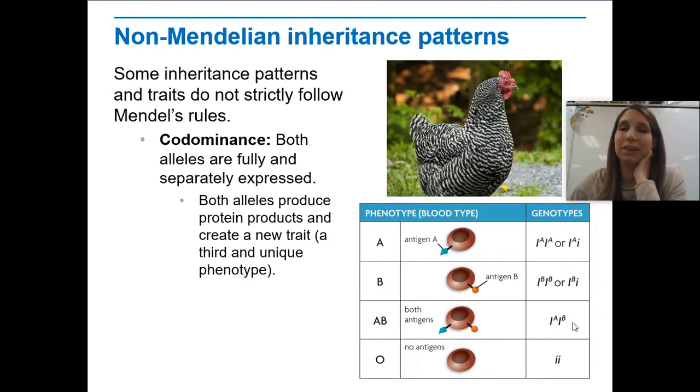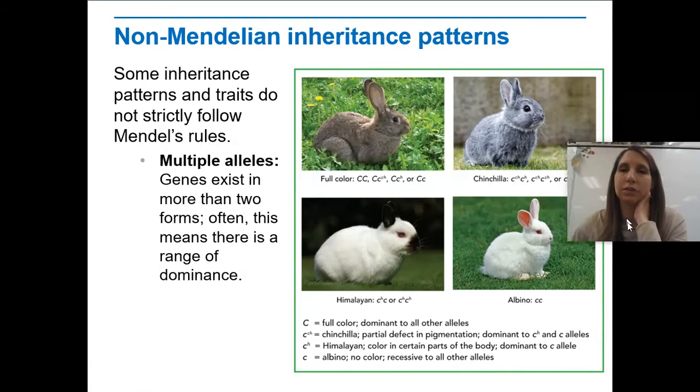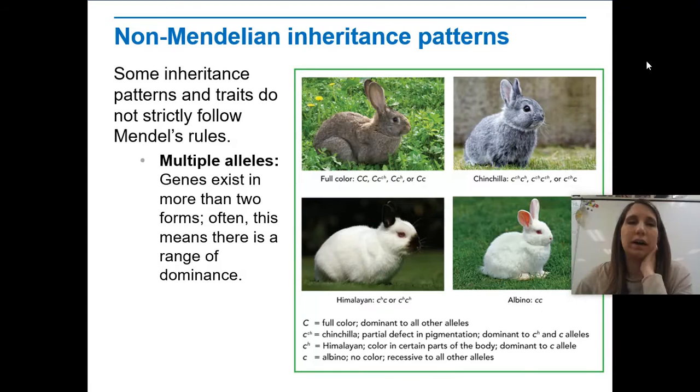And you've got A and B again that are codominant. They both get expressed fully and separately. And then these little i alleles represent what would create the O phenotype, because there is no A and there is no B in that case, okay? So again, we'll come back and do Punnett squares on that in a second.